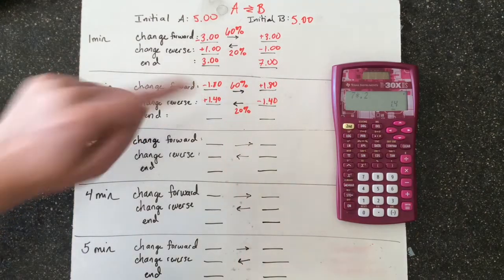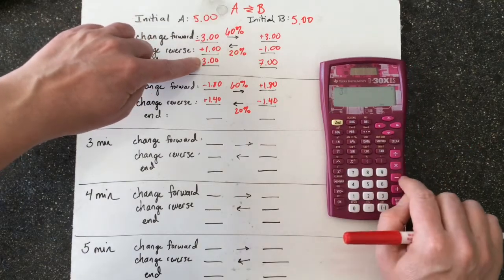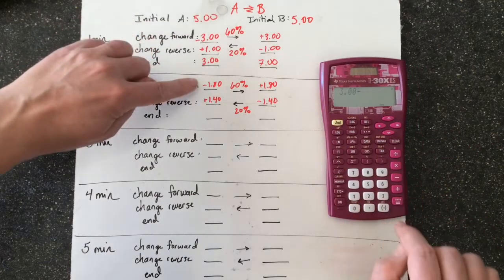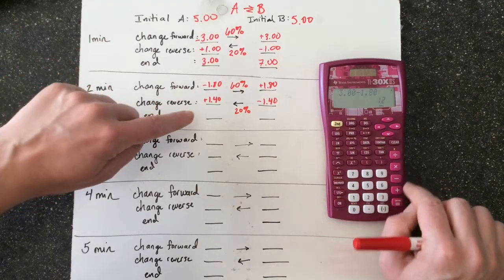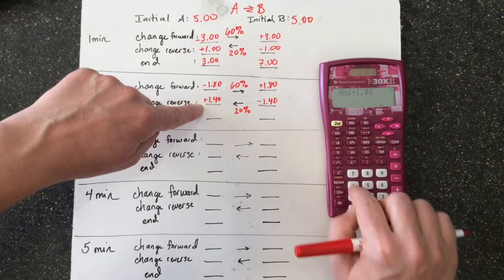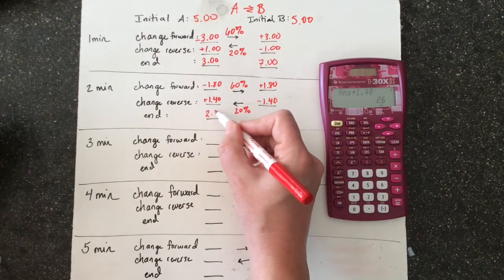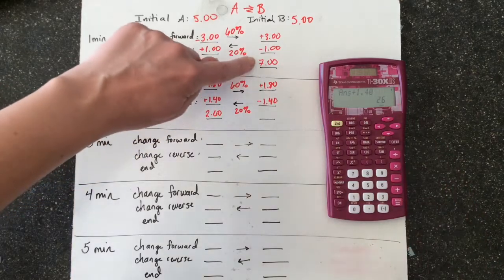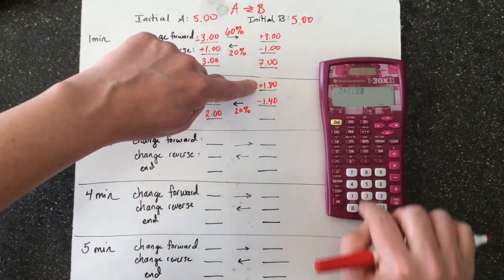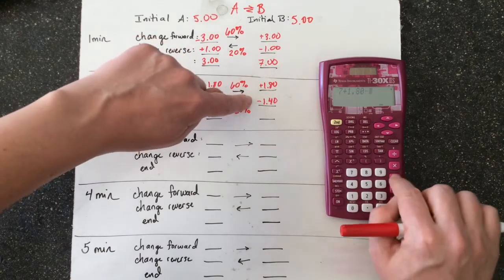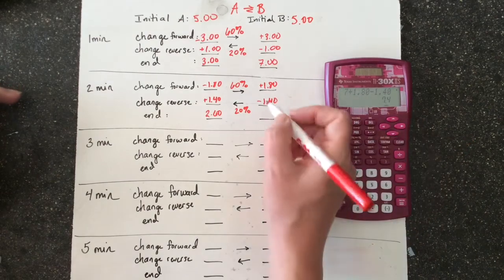So what's our total amount left now? Well, we had 3, so we'll do this on the calculator here. 3.00 minus the 1.80 gives us that, but we're adding in 1.4, which is going to leave us with 2.60. And over here, we had 7. We're adding 1.80, and we're subtracting 1.40, which is going to leave us with 7.4.